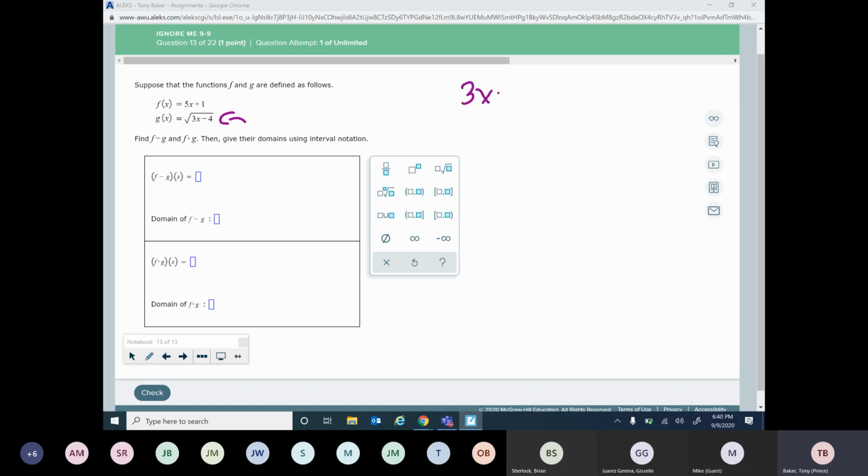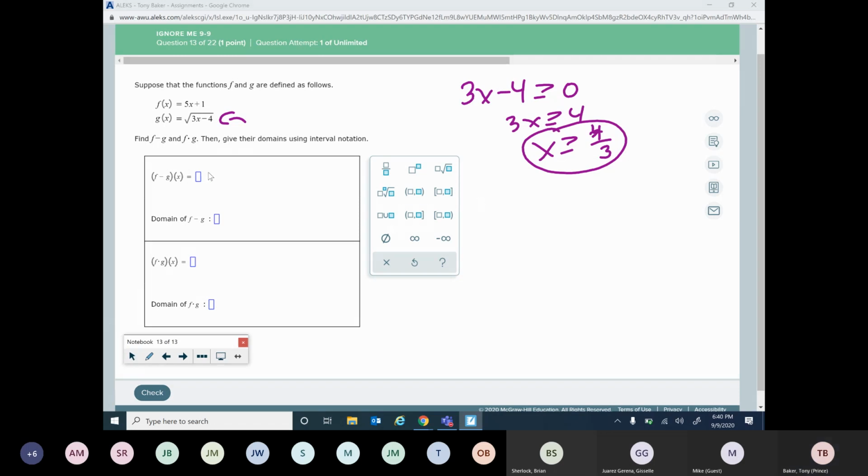So I have the 3x minus 4 has to be greater than or equal to 0. So 3x has to be greater than or equal to 4. So x has to be greater than or equal to 4/3. So that is my domain of the g of x. The f of x has no domain restriction. It's just a simple linear equation, so I don't have to worry about that.